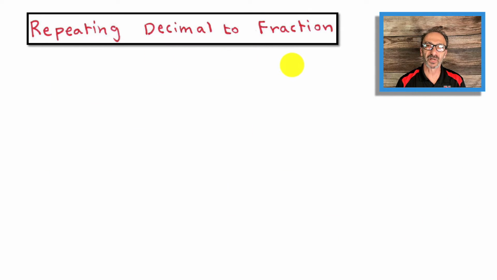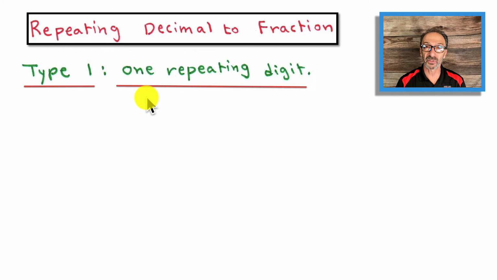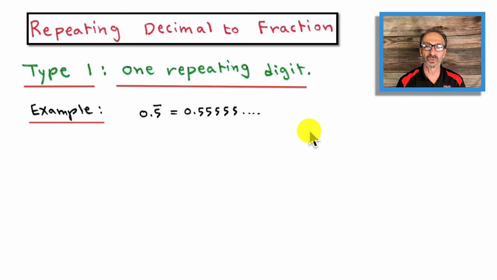Repeating decimal to fraction. Type 1, one repeating decimal. A good first example for repeating, I could start with 0.1, 0.2. I started with 0.5. 0.5 repeating means 0.555 all the way. Those three dots at the end mean it keeps going. We call it x. So x equals 0.5555 repeating. Notice the decimal point is in red.